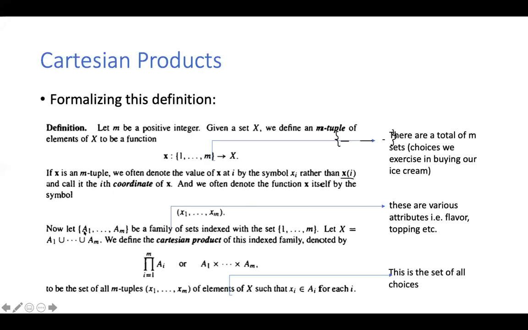Now, if we take A sub 1 to A sub M, these are the family of sets that are indexed with the set 1 to M. And the Cartesian product is finally defined as the product from i equals 1 to M of A sub i, or A1, A2 up till AM, which is the set of all M-tuples of elements of X such that X sub i is in A_i for each i. So, in a very simple way, this is the set of all the different choices we can make, as you observed in the first slide.